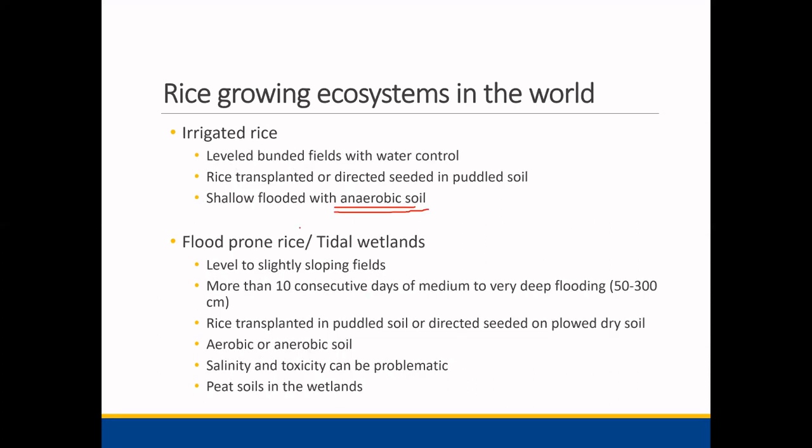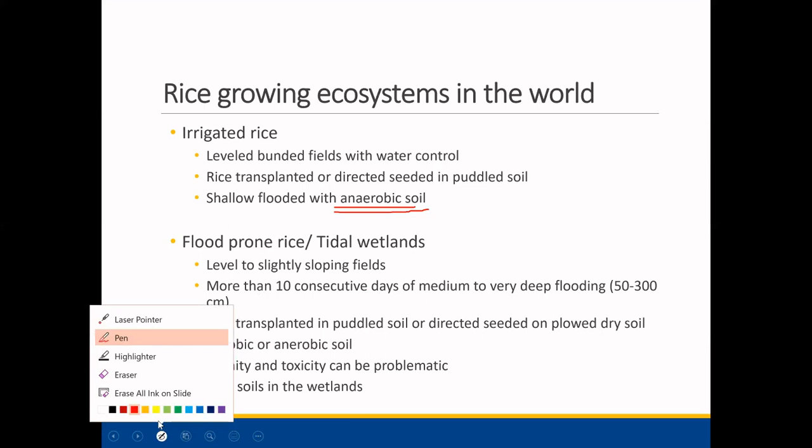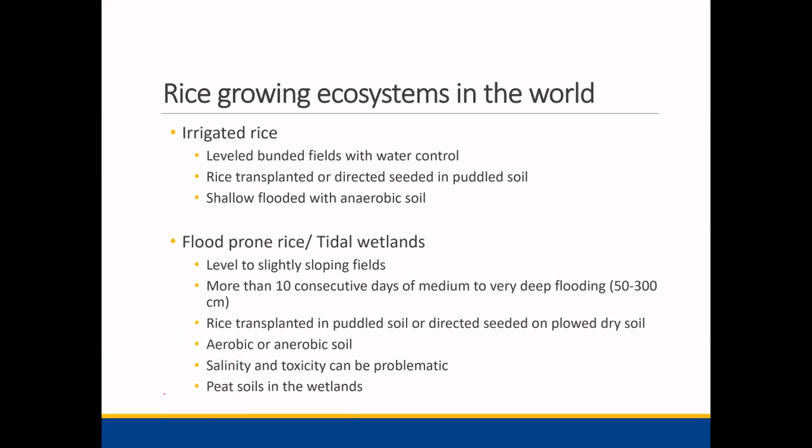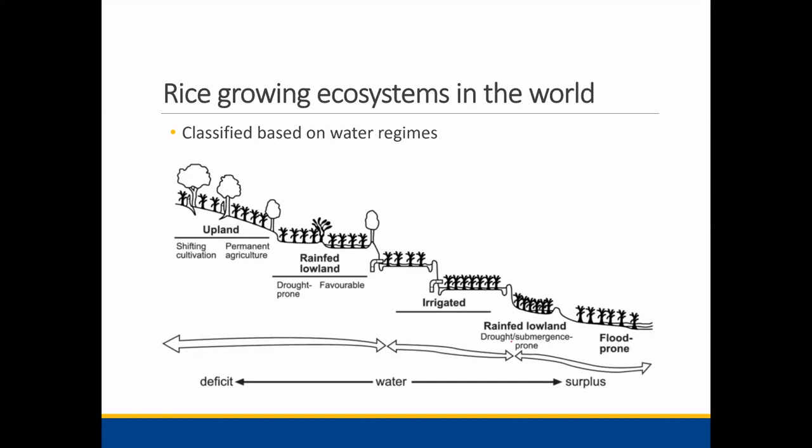So the last one is the flood prone. We hope we have 2 minutes more, so we'll cover the last one only. Flood prone rice, or it's called the cultivation in the tidal wetlands. These are level to slightly sloping fields. It's kind of always an underwater situation because it's at very low elevation, near the coastal areas or maybe closer to the wetlands.